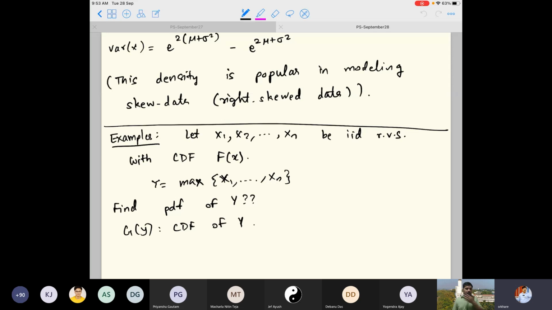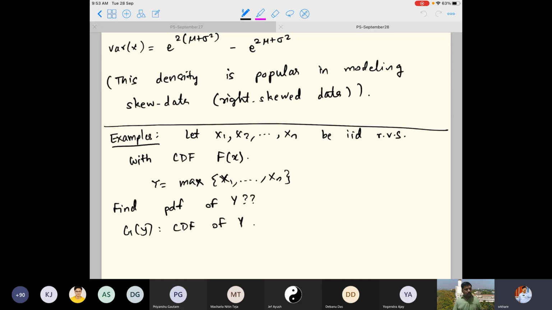The syllabus is whatever I have done in the class: basically random variables, discrete and continuous, and random vectors, discrete and continuous, up to whatever point I have done. That's basically the syllabus. So this is what we'll have, and try to solve all the problem sheets that are shared with you.